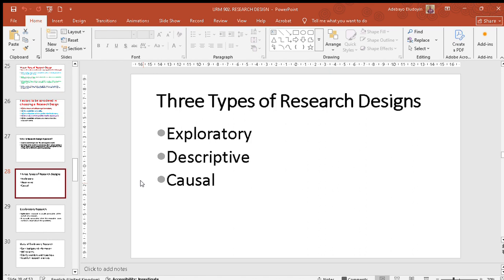Generally speaking, we have three types of research designs, and we group them into exploratory research design, descriptive research design, and causal research design. So research is generally observed in these three methods.